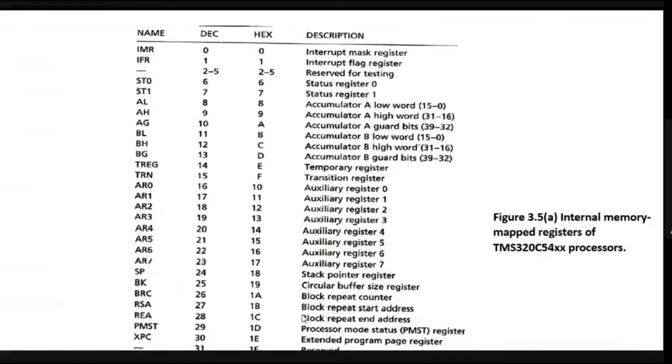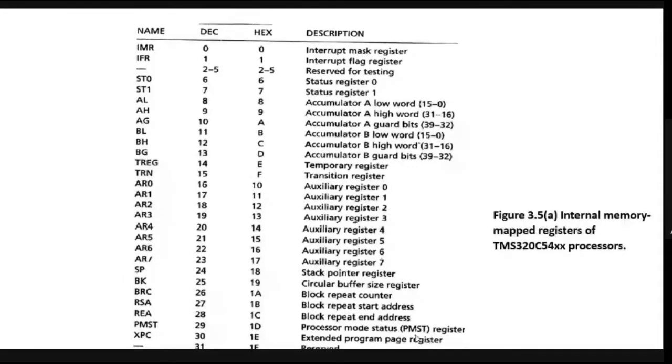The internal memory mapped registers of TMS320 C54XX processor. In this, the first one is the interrupt mask register, and the second one is the interrupt flag register. The locations 2 to 5 are reserved for testing purpose. They are not allocated for any memory mapped register.